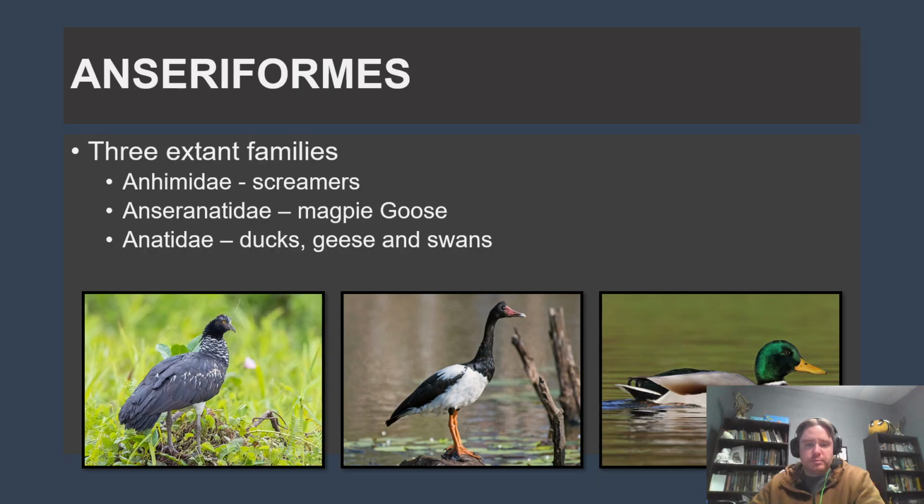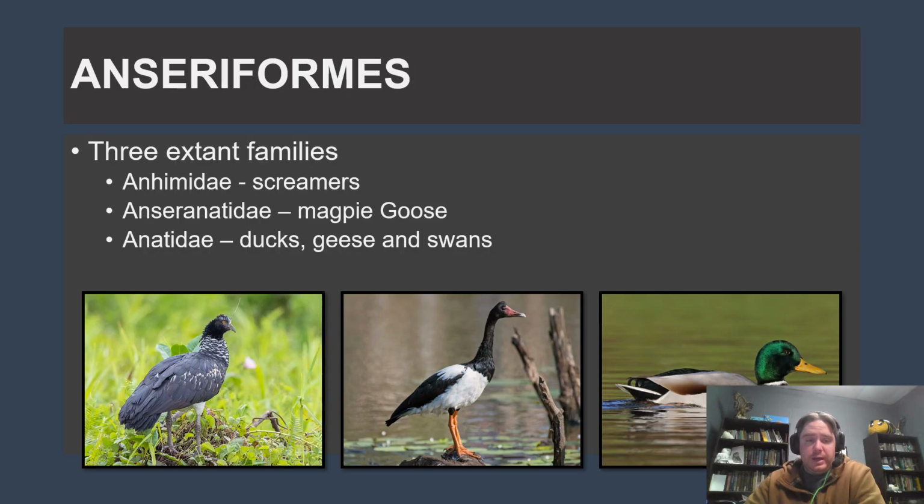Anseranatids are a monotypic family. That's the magpie goose. And then anatids make up basically all of the rest of Anseriformes, and there are a lot of species within the Anatidae. There are 53 genera and about 174 to 180 species. This is where the diversity in the Anseriformes lies.